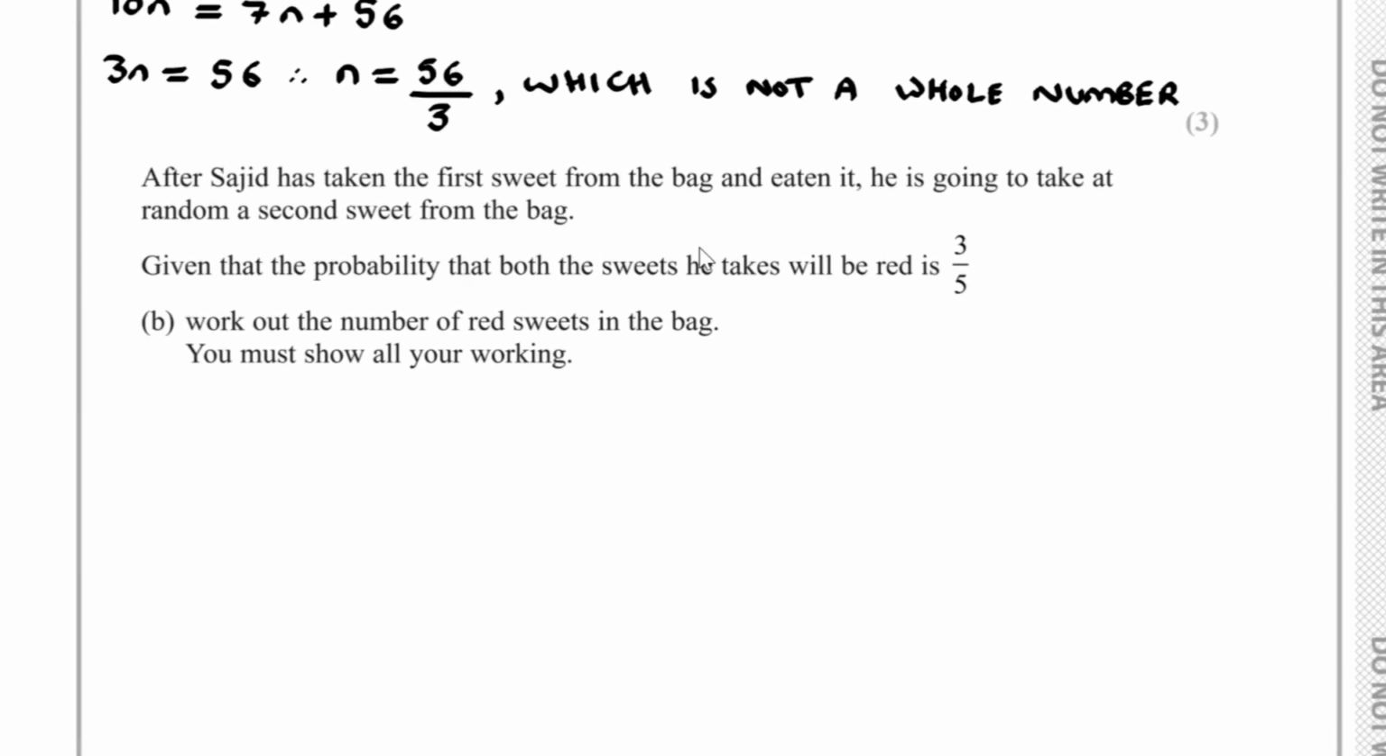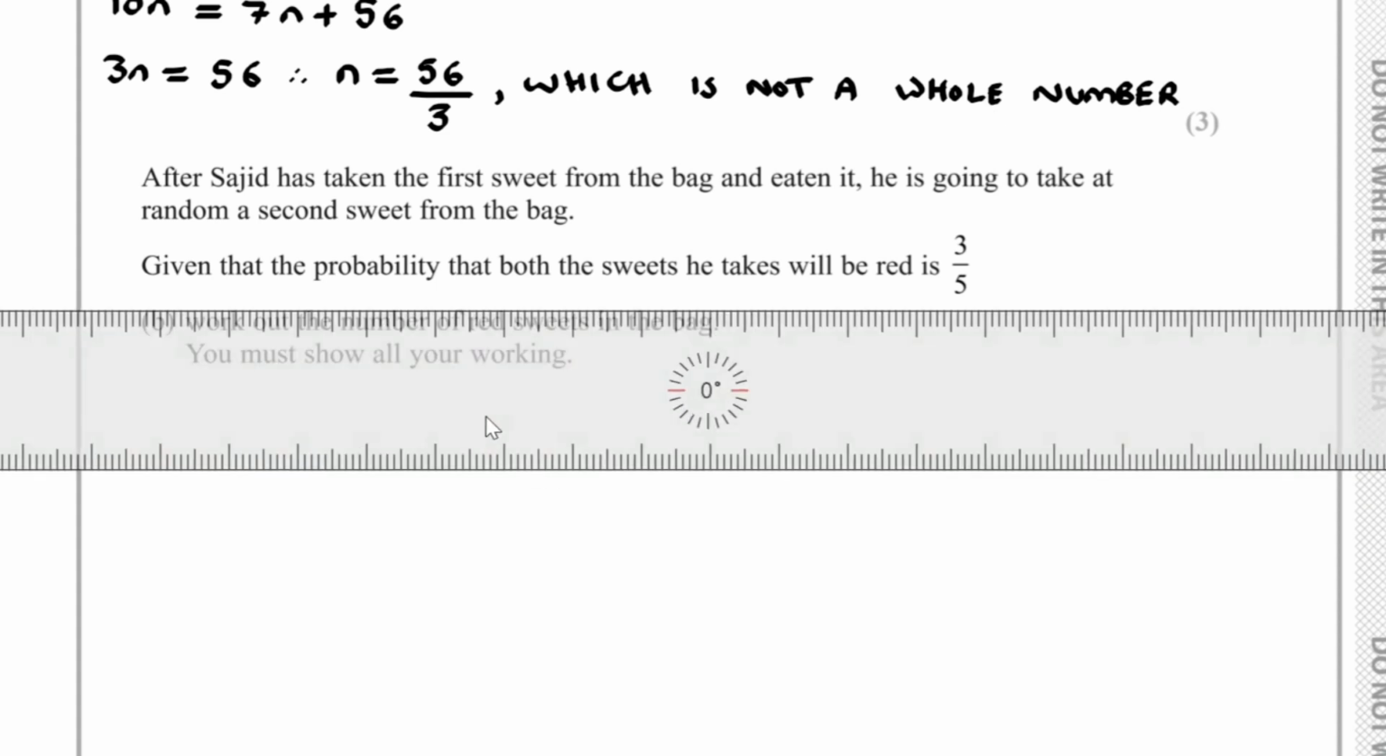Now for the next part of the question, after Sajid has taken a sweet from the first bag and eaten it, he's going to take at random a second sweet from the bag, and we're told this time that the probability that both sweets he will take will be red is 3/5. We have to work out the total number of sweets which are red in the bag, showing our working.